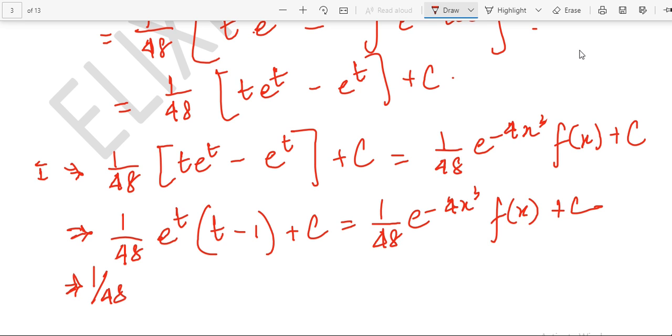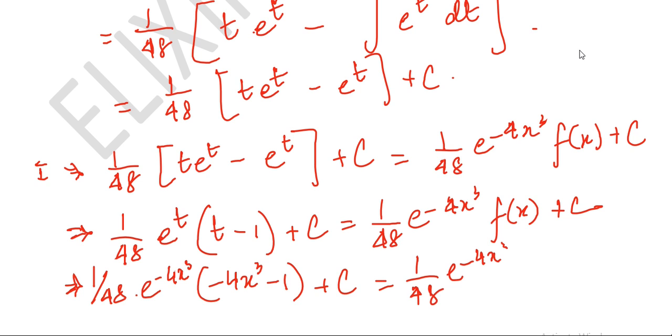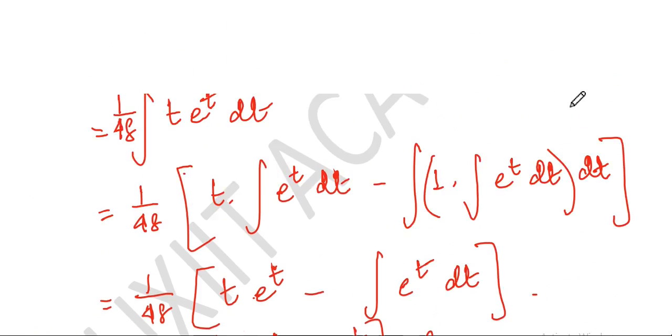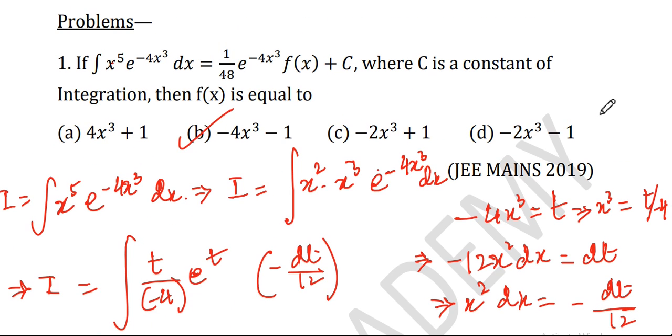So 1 by 48 multiplied by e to the power t, which is e to the power minus 4x cube, into minus 4x cube minus 1 plus c equals 1 by 48 into e to the power minus 4x cube into fx plus c. So now we can compare. We can easily see that fx is minus 4x cube minus 1. Option B is the right answer.